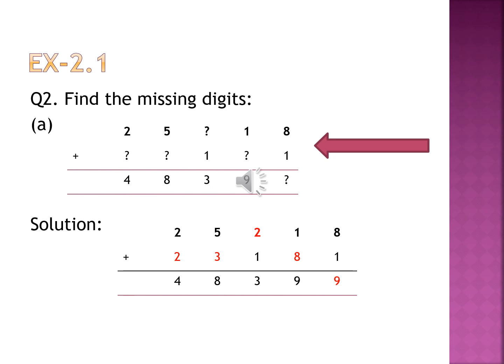Next place, 2 plus dash is equal to 4. So 2 plus 2 is equal to 4. Finally, you got all the missing digits: 2, 3, 2, 8, 9. Fine. And the answer is 48,399.